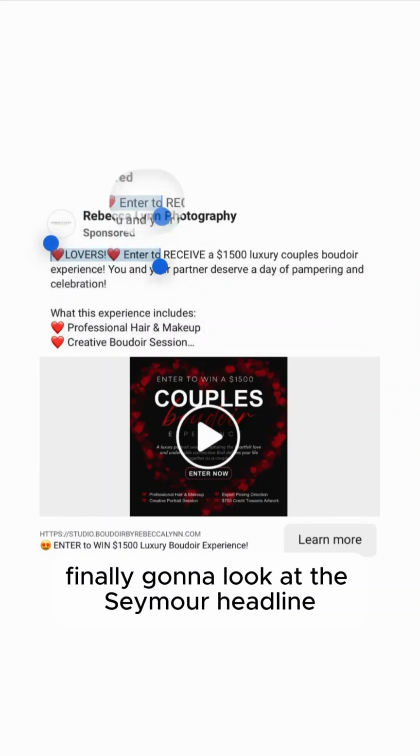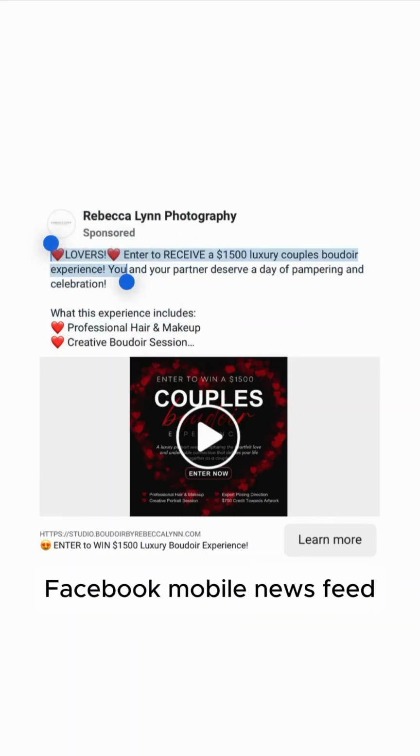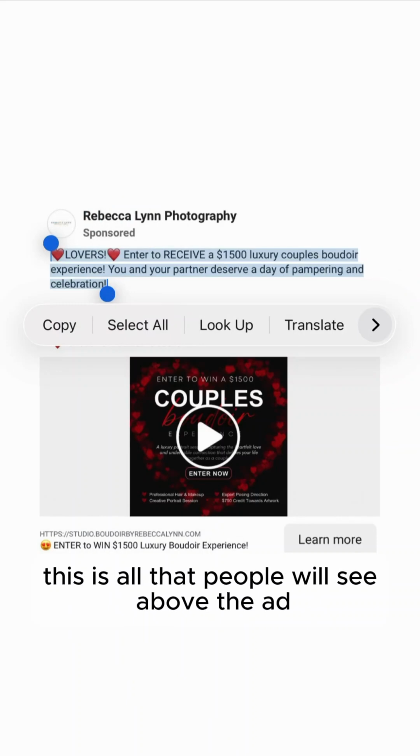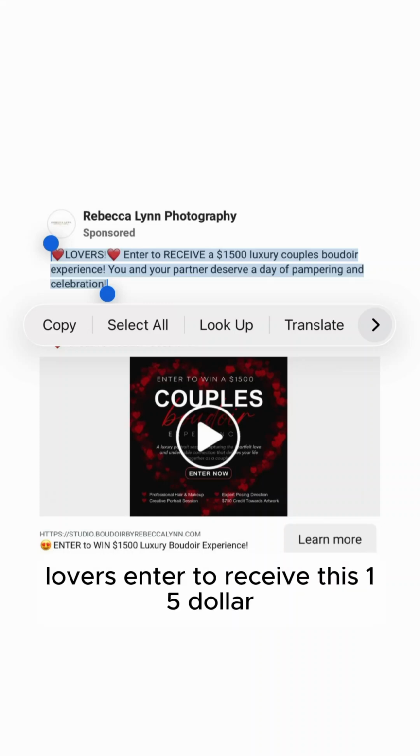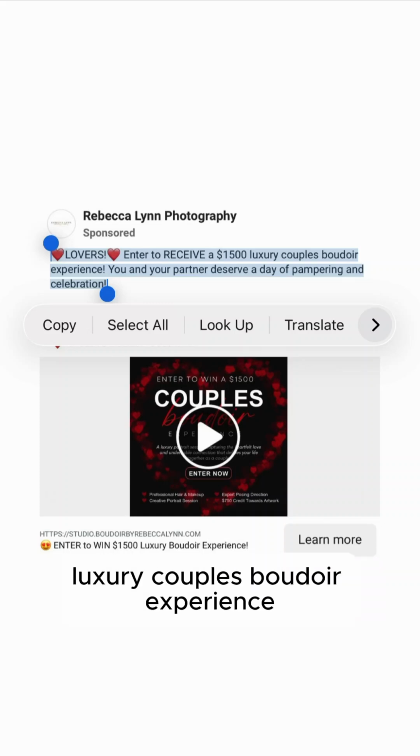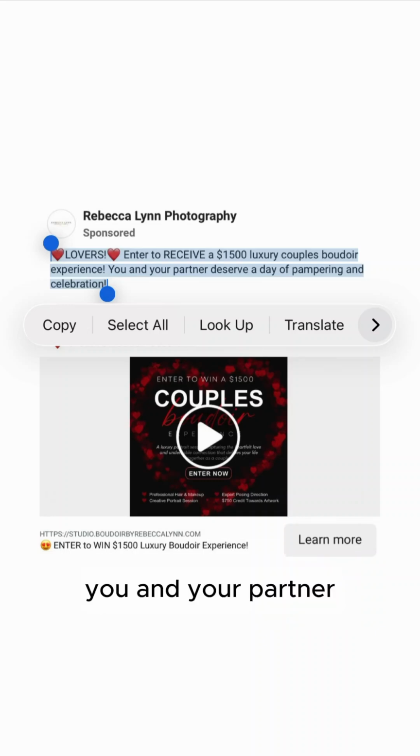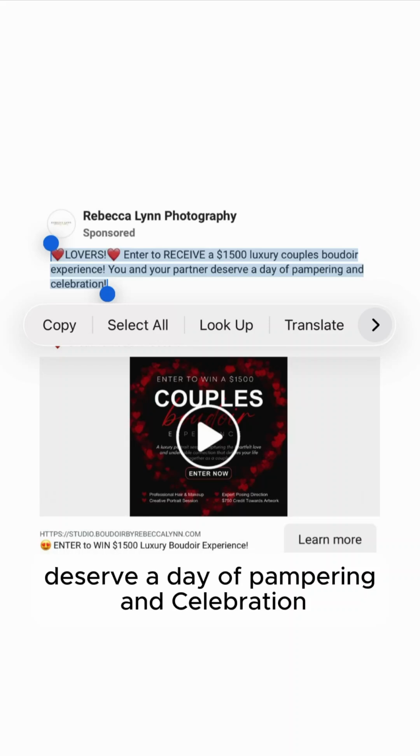Finally, we're going to look at the see more headline, first 2 3/4 lines, Facebook mobile news feed. This is all that people will see above the ad. They won't see any other text. "Lovers, enter to receive this $1,500 luxury couples boudoir experience. You and your partner deserve a day of pampering and celebration."